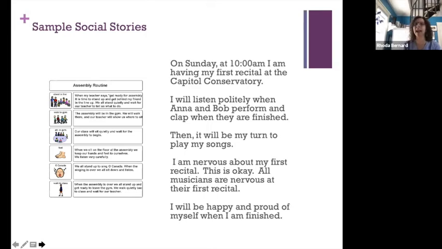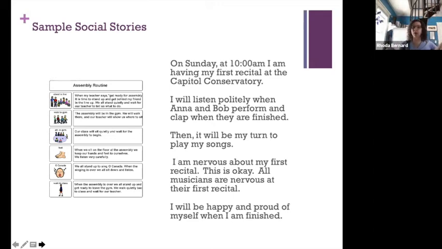On Sunday at 10 a.m., I'm having my first recital at Capitol Conservatory. I will listen politely when Anna and Bob perform and clap when they are finished. Then it will be my turn to play my songs. I am nervous about my first recital. This is okay. All musicians are nervous at their first recital. I will be happy and proud of myself when I am finished.